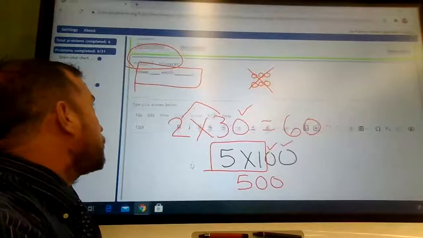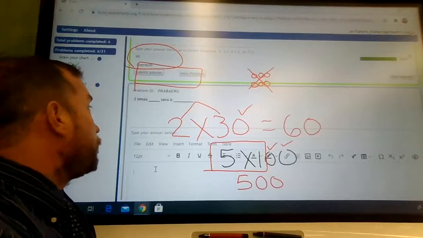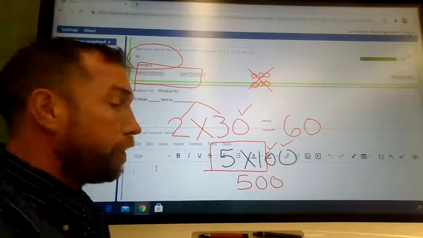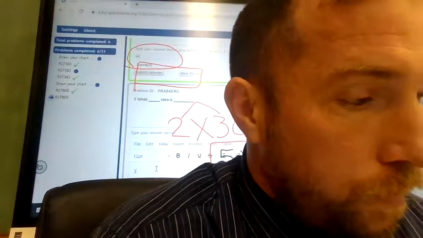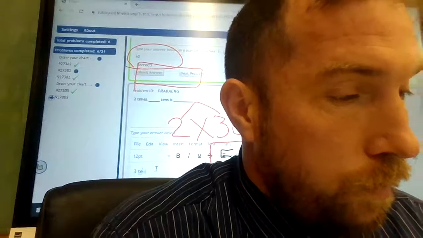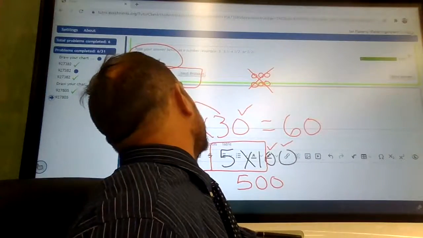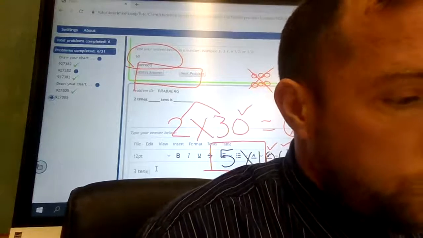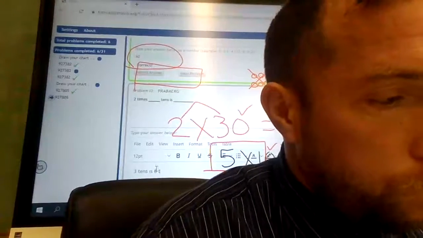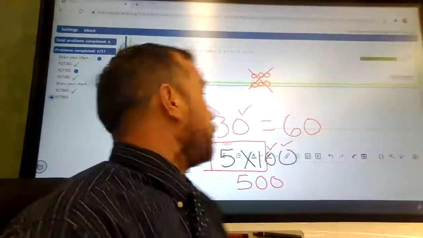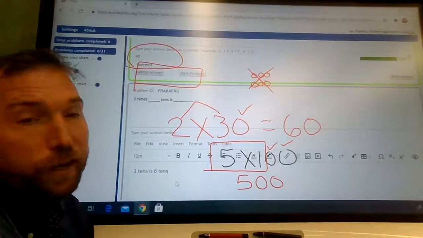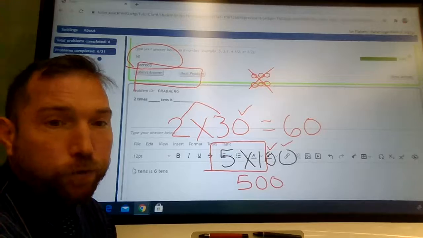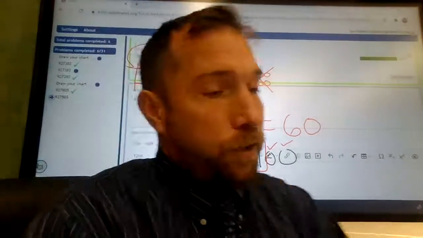And again, then it has the box again. If you want to, in the box, right? 2 times 3, if you want to type 3 tens is 6 tens, you can. Okay, but it honestly doesn't really matter what you put in the box. I always just tell the kids just to write something like done. Okay, if you really want to and you really want to write that out, you can.